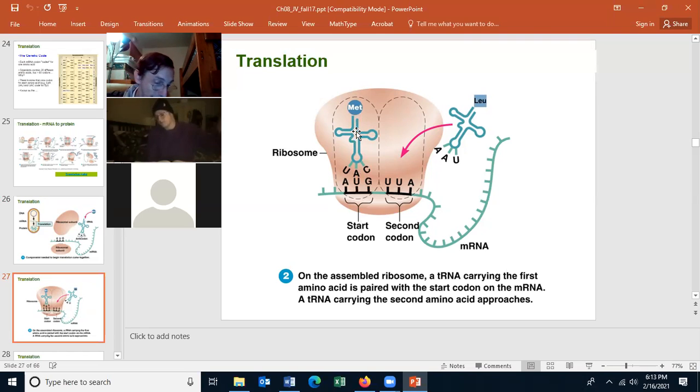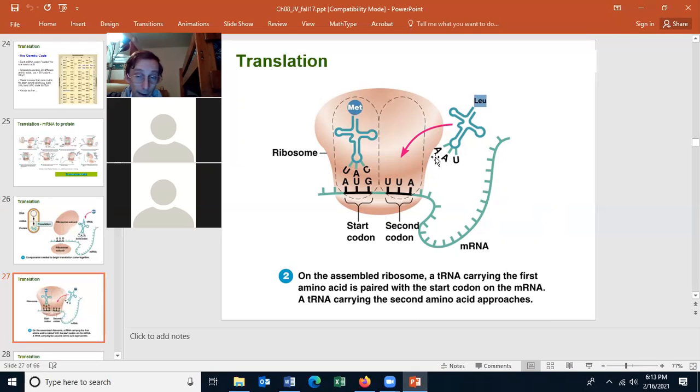And if we don't want that amino acid to start the protein, it can be cut off the protein, and then the protein will start with a later amino acid. But we're not going to talk about that. Then the next tRNA comes in the second site in the ribosome, and it will have the corollary bases to the next codon. So UUA is the next codon, so AAU will be the anticodon on that tRNA, and it'll bring in the correct amino acid.